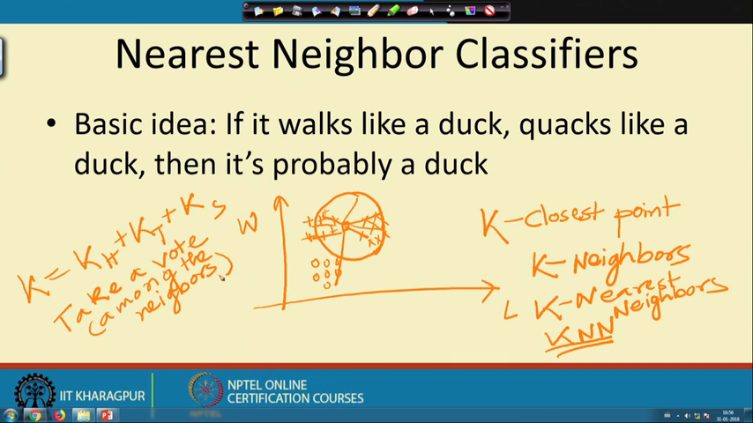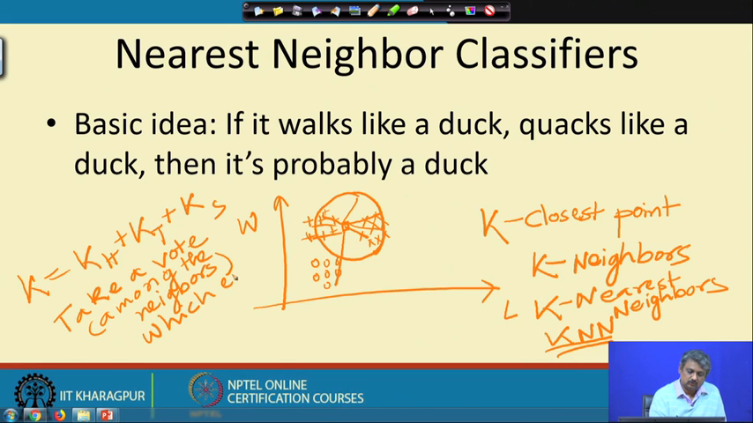Take a vote among the neighbors, see how many neighbors belong to this class, how many belong to that class, and whichever class wins, put the new point whose class level I do not yet know into this winner class. For example, here maybe the cross class is the winner, so classify this as a cross. This principle is called the k nearest neighbor classifier, it is a classification principle.